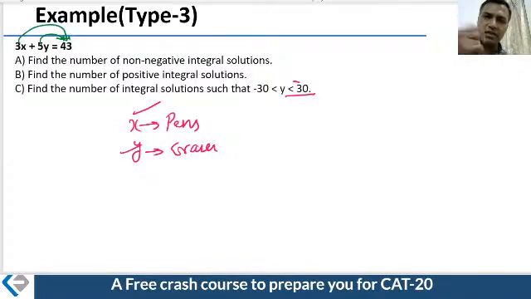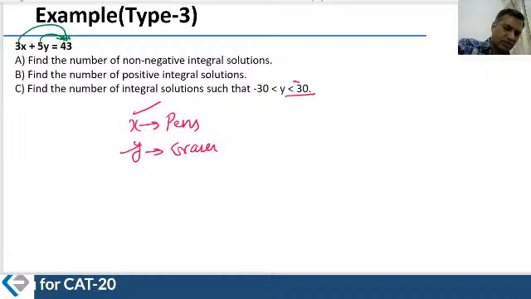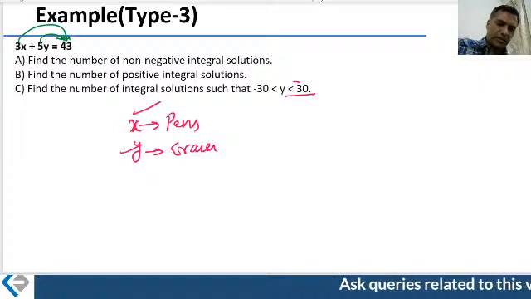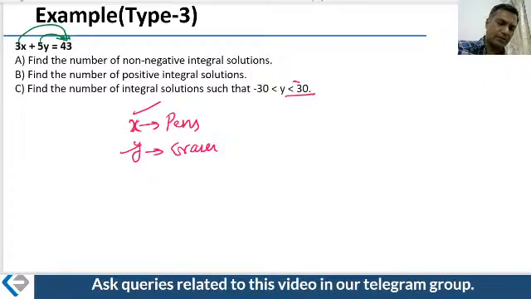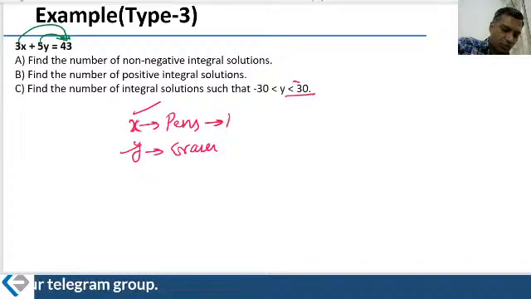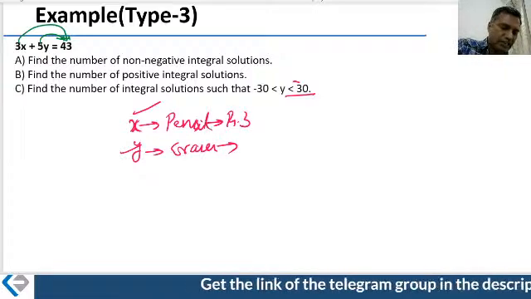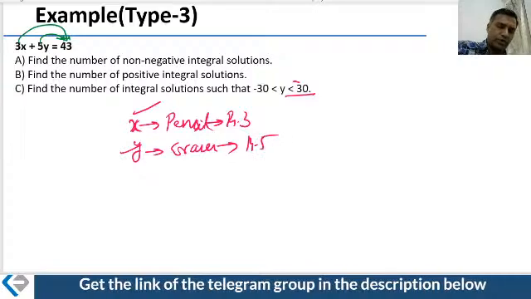Now a pencil cannot be cut and given in the shop. X pencils means X is a positive integer, because it cannot be negative. He brought Y erasers. That also has to be a positive integer. The price of each pencil is ₹3, the price of each eraser is ₹5, and the total amount spent by him is ₹43.